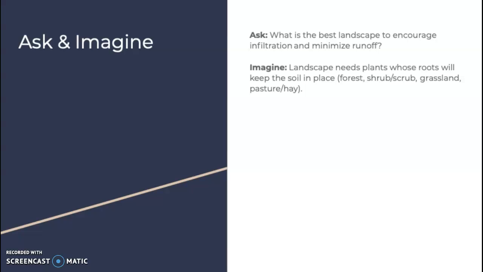So our question was, what is the best landscape to encourage infiltration and minimize runoff? When I was imagining this and planning it out, after looking at the watershed model and the runoff simulation, the landscape needed to be one that has plants whose roots will keep the soil in place. The ones that I listed were the types that I saw had the least amount of runoff whenever I was testing that out.